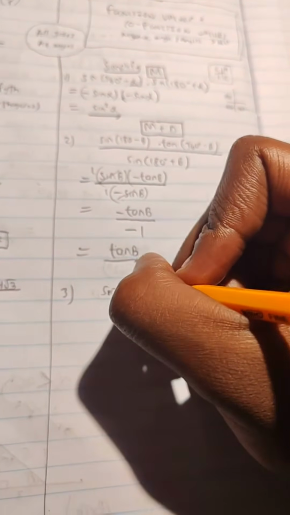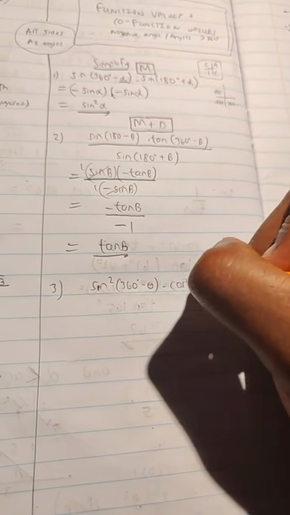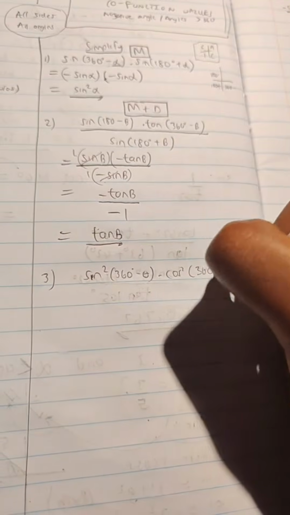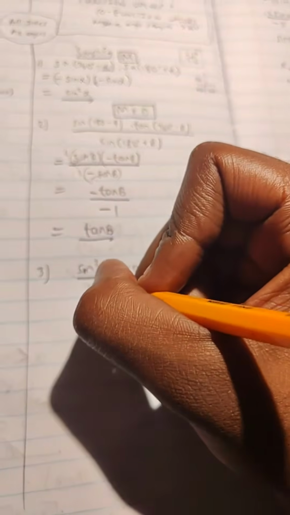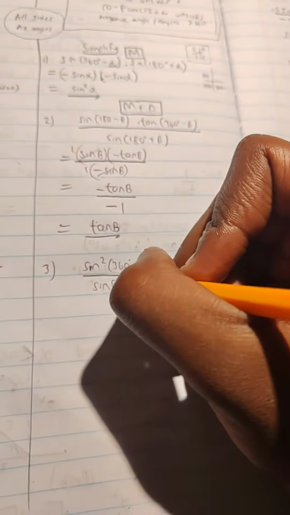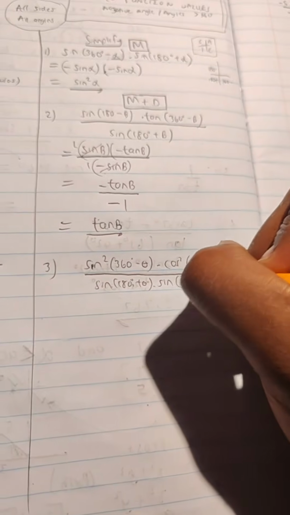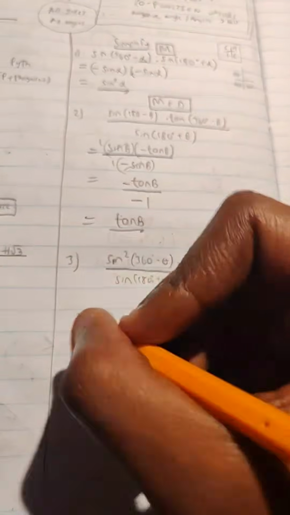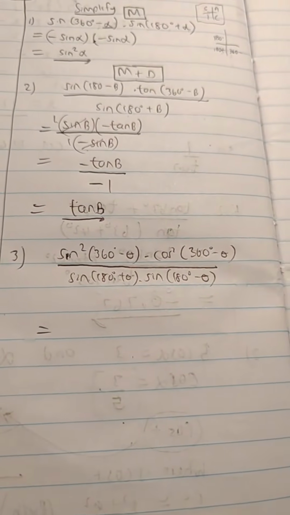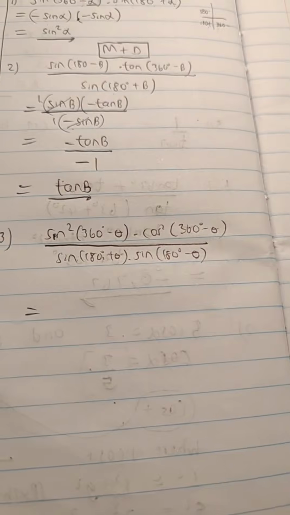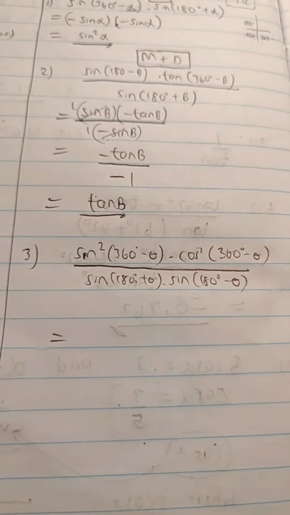Sine squared 360 minus theta times cos squared 360 minus theta over sine 180 degrees plus theta times sine 180 degrees minus theta. Okay, let's go. Sine squared 360 minus theta.